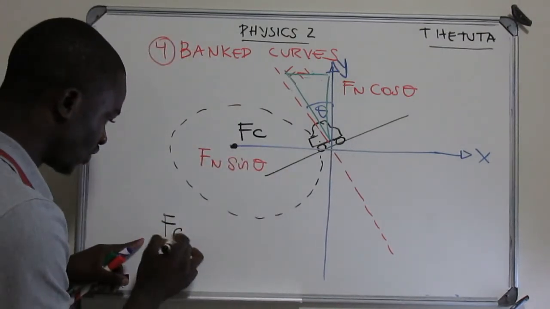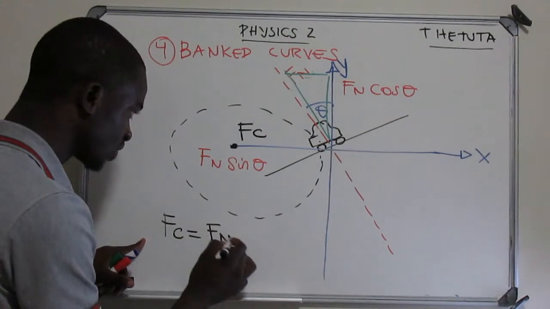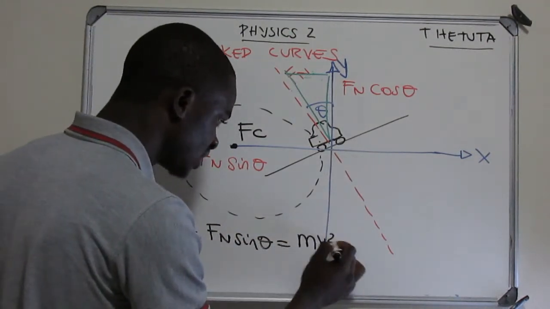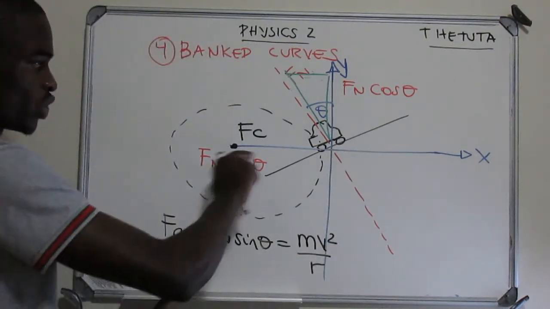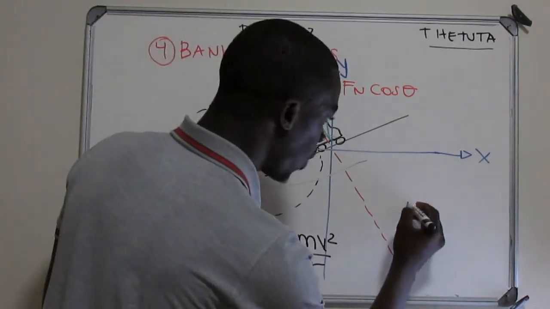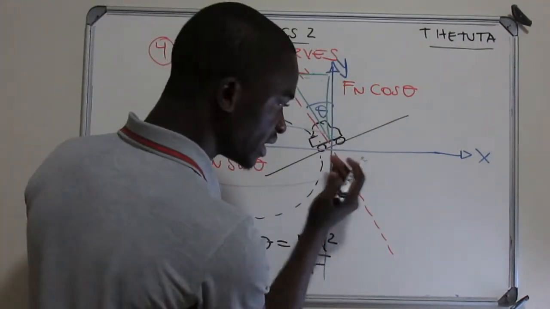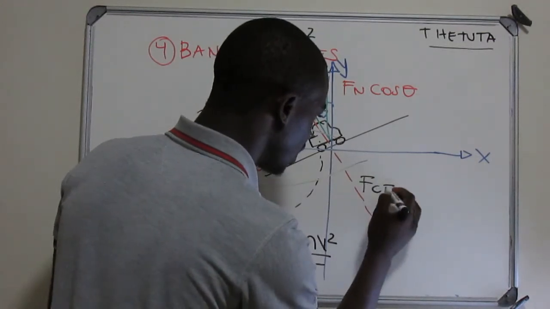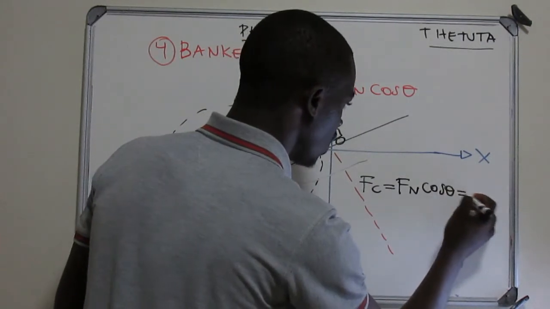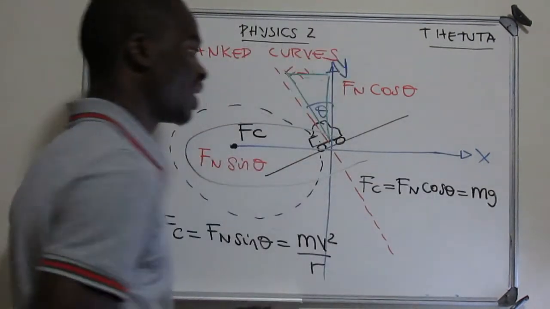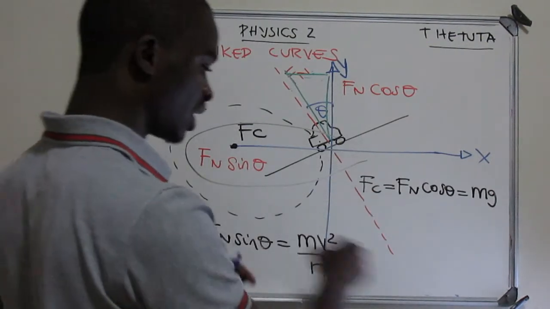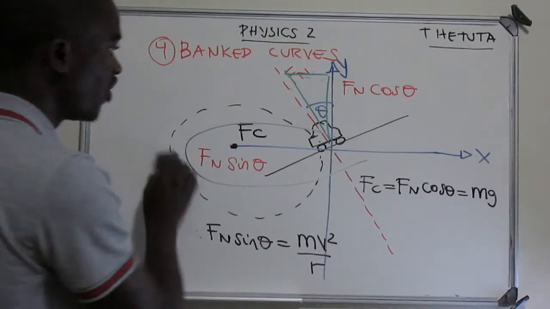The centripetal force in x is going to be given by the net force sine theta. It's going to be the same as mass velocity squared over r. This is when you are in the x-axis. But in the y-axis, remember the y-axis is going to have a weight. So our centripetal force in the y-axis is going to be the net force cos of the given angle, which is going to be equal to the mass times g, the gravitational acceleration.